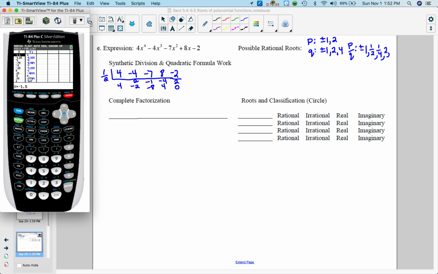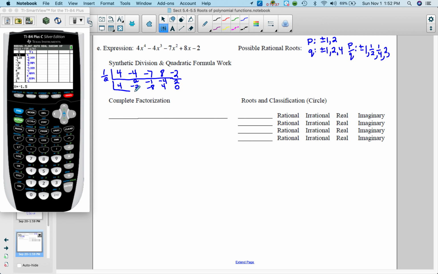So then all you have to do is hope. Oh, maybe a half works again. So I'm going to try a half again and see if it works. So a 4 comes down. Half of 4 is 2. I add and I get 0. Half of 0 is 0, and I add and get -8. Half of -8 is -4, and when I add that to the 4, I get 0. So it did work again.